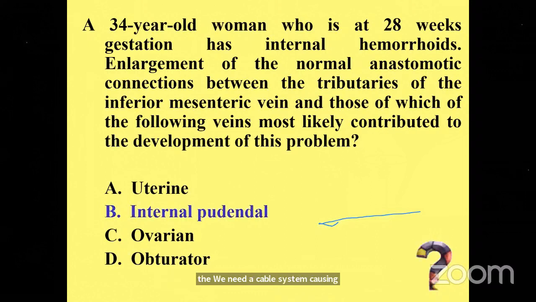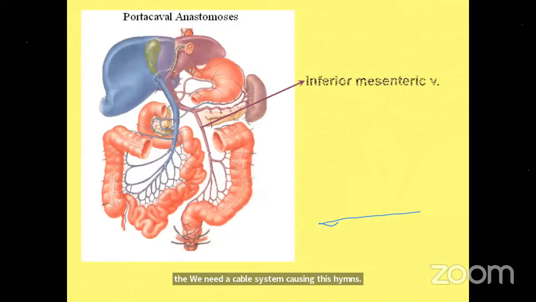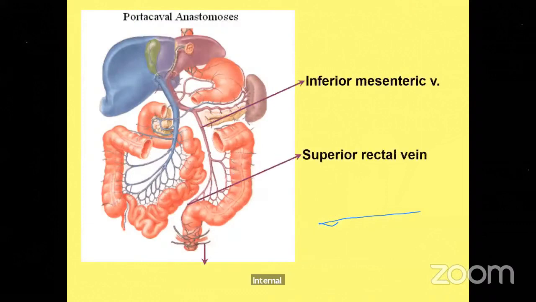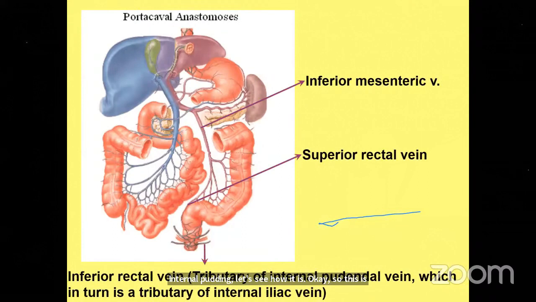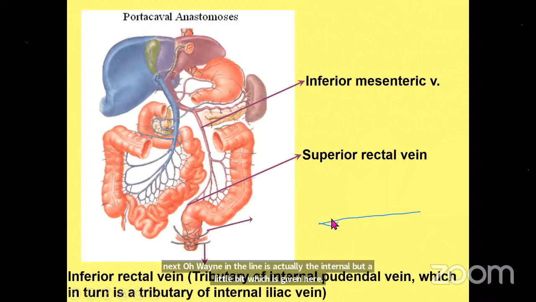The answer here is internal pudendal vein. Let's see how it is. So this is the inferior mesenteric vein and superior rectal vein. The other veins are middle rectal and inferior rectal. The inferior rectal is actually a tributary of the internal pudendal vein, which in turn is a tributary of the internal iliac vein, and finally belongs to the vena cava system. So it is not given as inferior rectal vein, but the next vein in the line is the internal pudendal vein, which is given here, and it belongs to the caval system. That is how you identify.